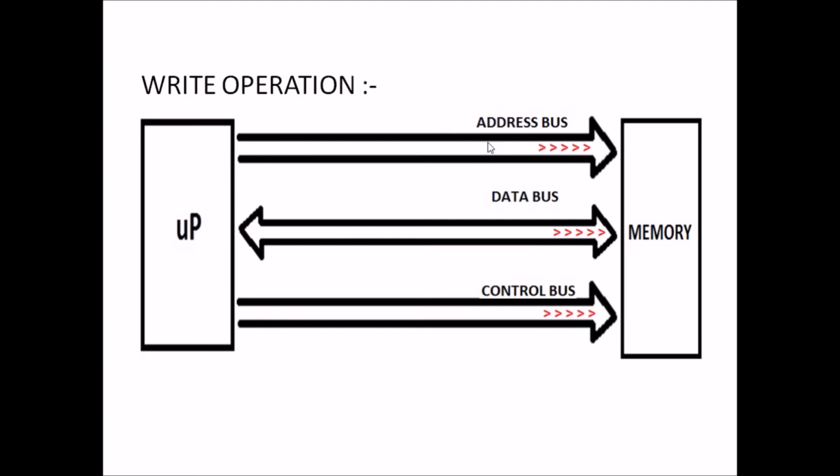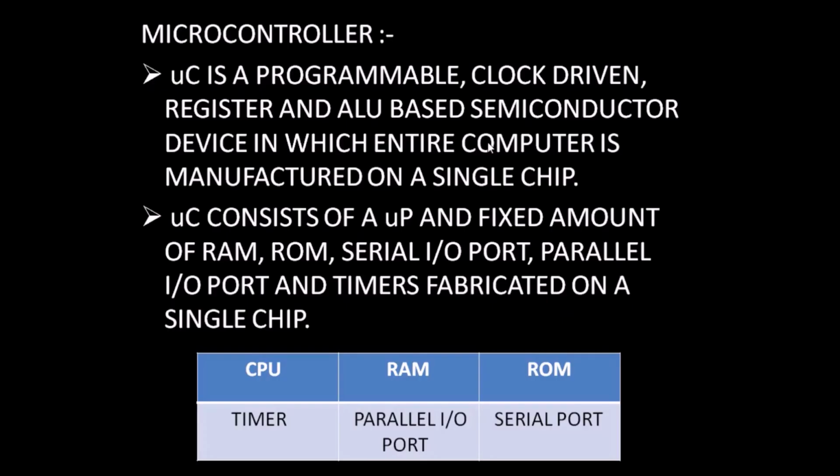So in this diagram we can see that the address bus and the control bus are unidirectional. The microprocessor only controls these buses. But the data bus is bidirectional. That is, data can be sent from the microprocessor to the memory or from the memory to the microprocessor. So we have seen the read and write operation of the microprocessor.